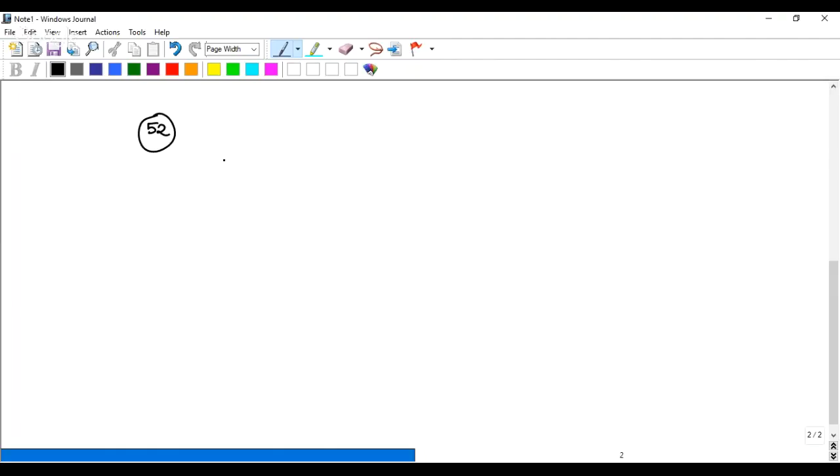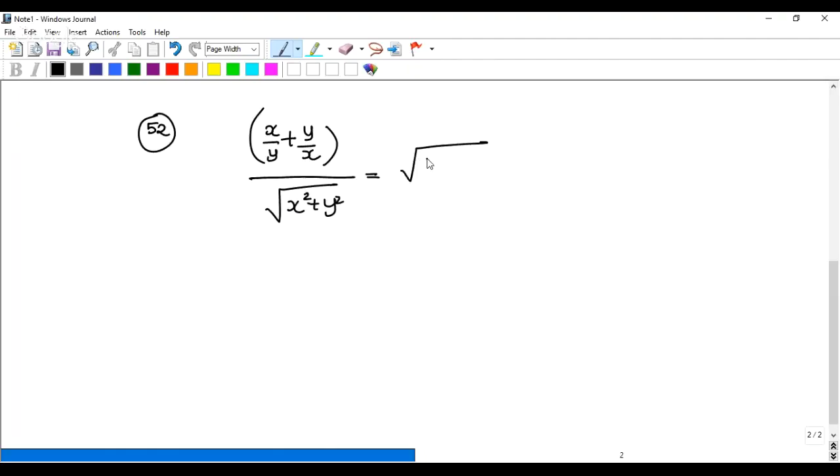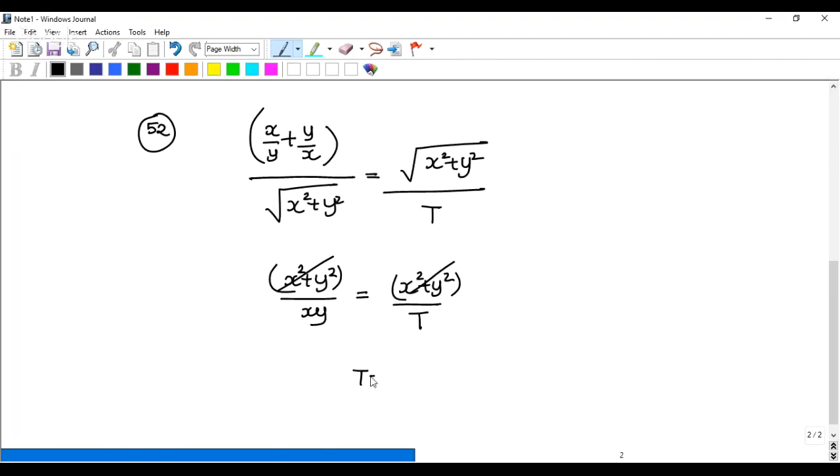52nd question is the third proportional to x by y plus y by x by root of x square plus y square, is equal to root of x square plus y square by, this is the proportional that he has asked. Let me take it as t. So what I get is x square plus y square by xy is equal to x square plus y square by t. This term gets cancelled. So what I get is t is xy. That is the third proportional.